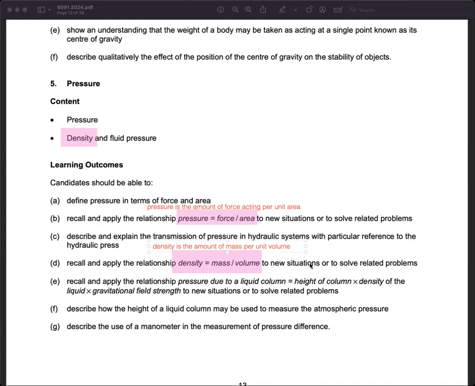Let me just write this formula here. The symbol for density is this symbol, rho. It's pronounced as rho. Density is equal to mass over volume: mass is a small letter m, and volume is a capital V.